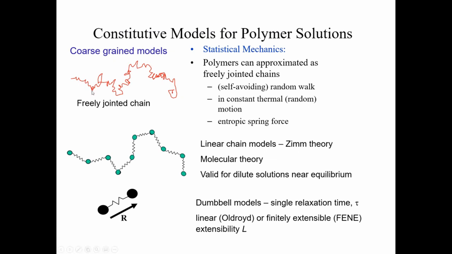And again, you can think of these polymers as being essentially random walks. They're self-avoiding random walks. They're in constant thermal motion. And the effect of this constant thermal motion superimposed on this random walk is that small bits of them behave a bit like springs, because of the thermal motion that's trying to randomize them. And so from that, you can get a sort of coarse-grained model, which is essentially beads.